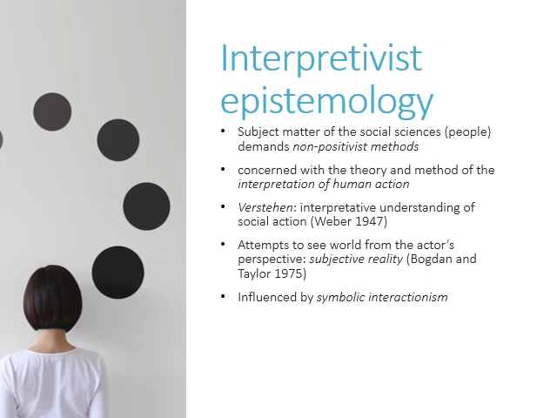An example for symbolic interactionism: a study of how teenagers use social media to shape their identity focuses on the symbols and language they use in their posts, comments, and interactions, and the researcher analyzes how these symbols influence their self perception and social relationships.